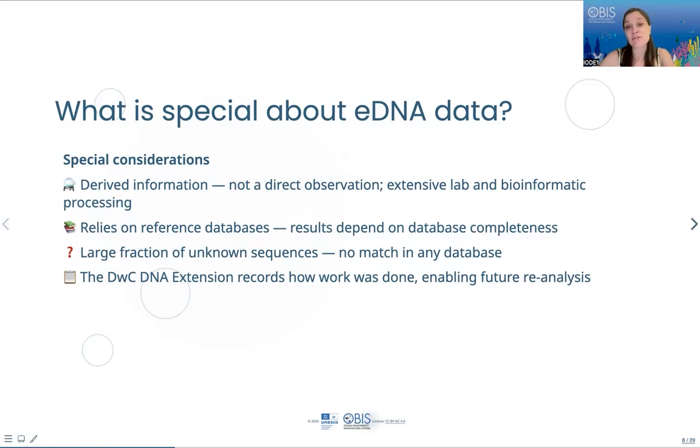It also relies on reference databases, which is another one of these decisions that you make, and your results depend heavily on the database completeness. There is still a large fraction of unknown sequences, so we actually cannot give names to those, but we can have these hypotheses of species. And so the Darwin Core DNA extension that I'm going to talk about is meant to record how this work was done and enable future reanalyses and evaluating how well the data is suitable for future work.